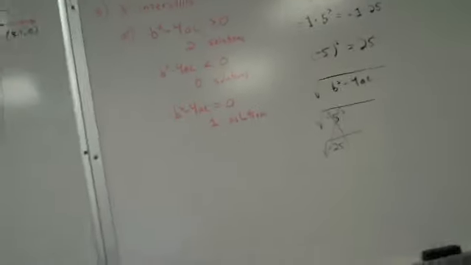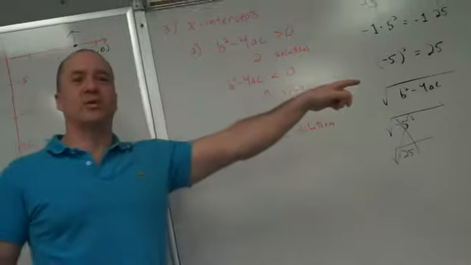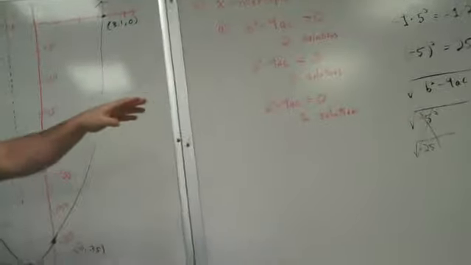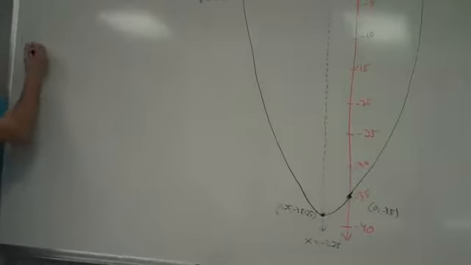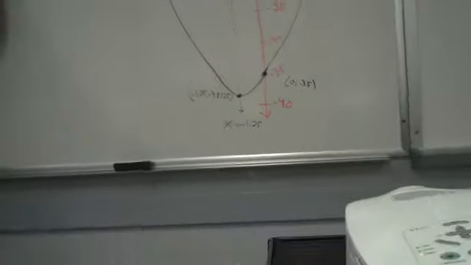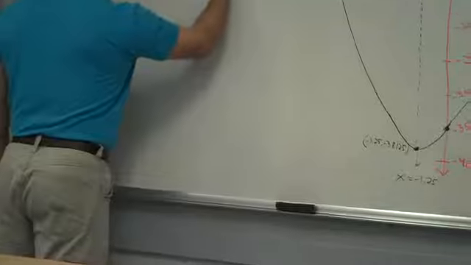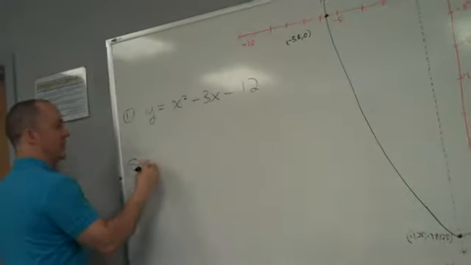Your homework tonight is to be done neatly, but not to this level. I'm giving you like 3 of these, so don't try to do it like Emma over there. Just do these on graph paper. Number 1: y equals x squared minus 3x minus 12.